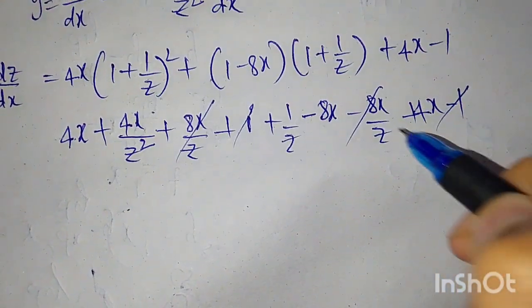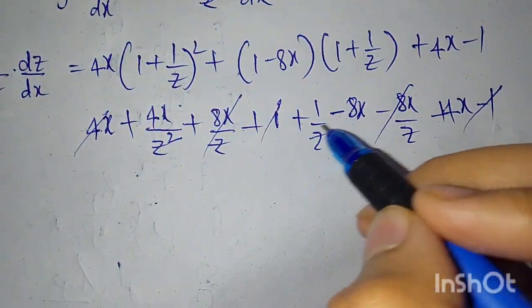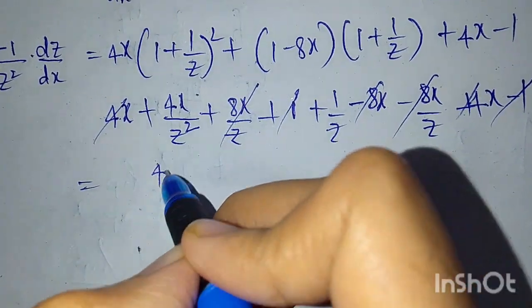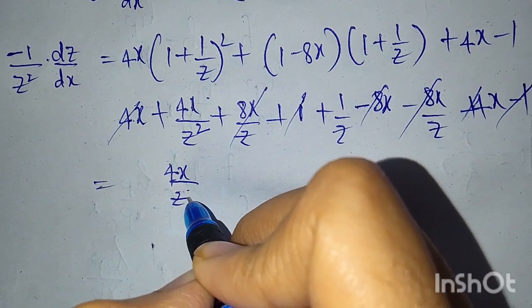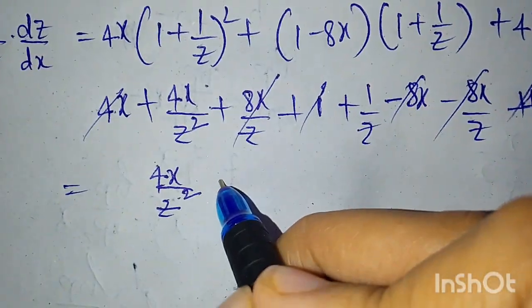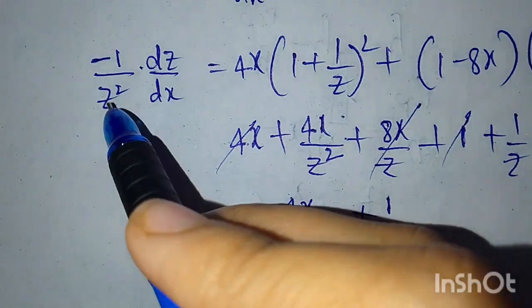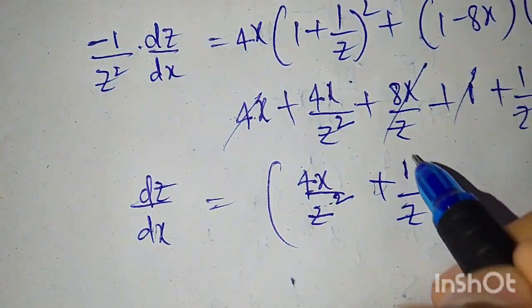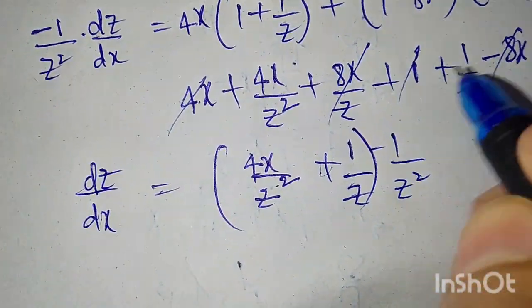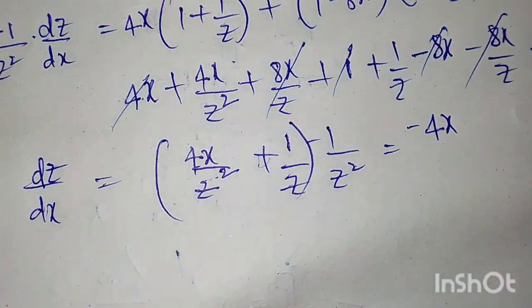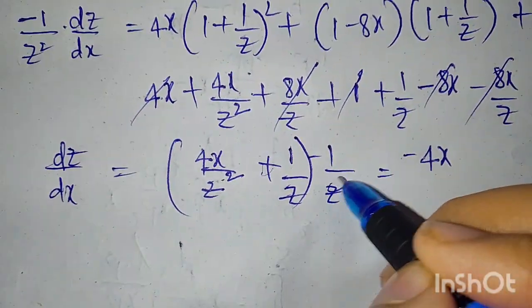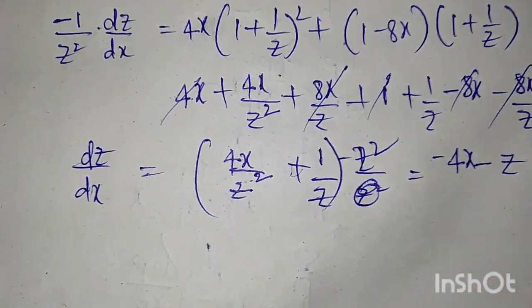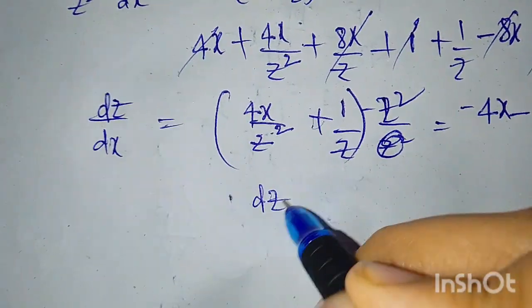So we will be left only with z terms, not z terms, x terms can also be there. So 4x by z square plus 1 by z, this side dz by dx. So if I multiply by z square, this will be minus 4x. Okay, this will be z square, no? Okay, so minus 4x minus z. So this is dz by dx plus z is equal to minus 4x.